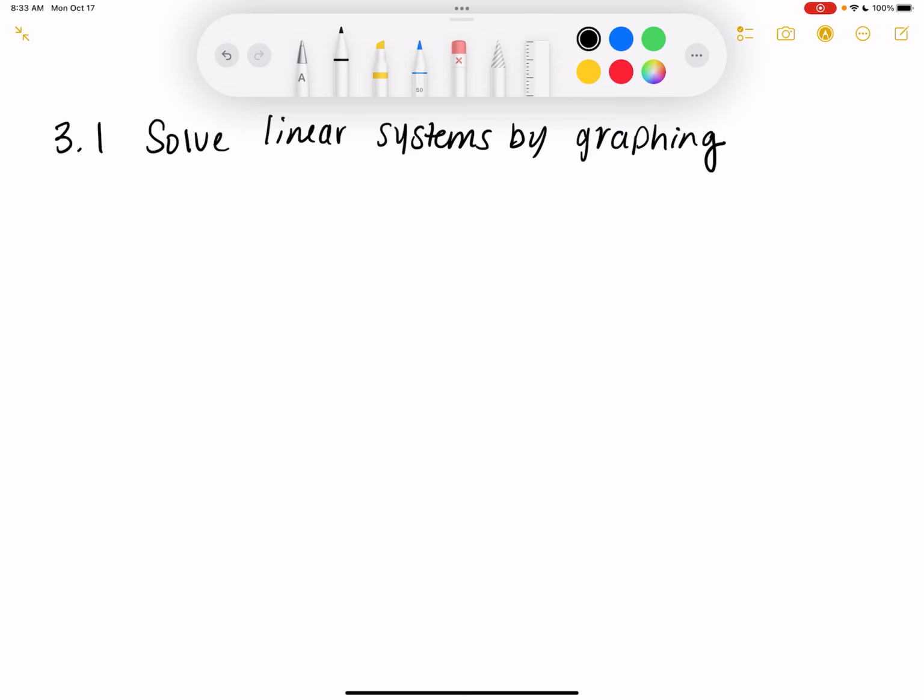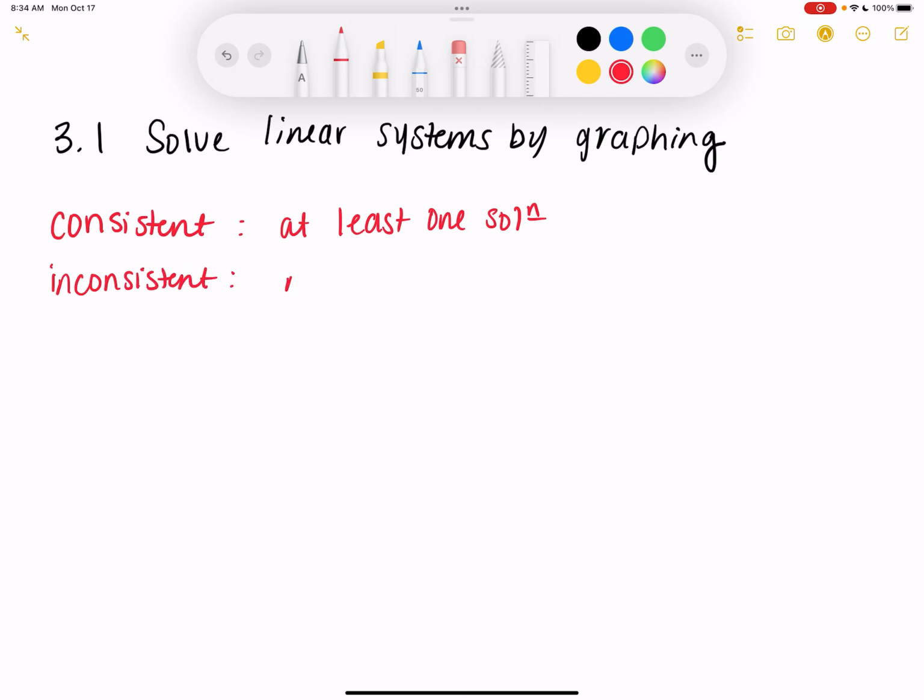So just because these tend to end up giving us some confusion, I know these are in your notes, but I'm just going to rewrite them just to talk about them really quick. If we say that it is consistent, that means at least one solution. If it's inconsistent, there's no solution.